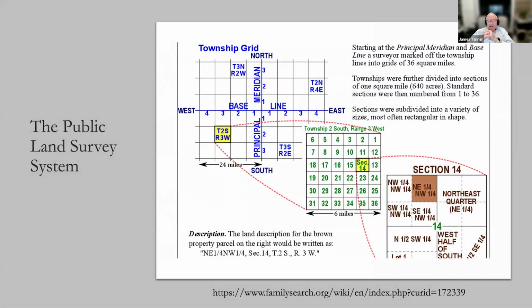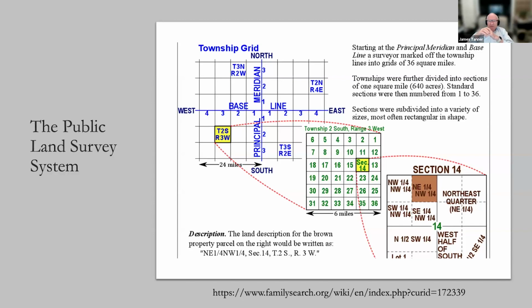Now the public land survey is more regular. It kind of ignores the ground and creates a grid that is imposed on the property. And the descriptions you'll see are like the one at the bottom of this picture: a parcel would be like the northeast quarter of the northwest quarter of section 14, township 2 south, range 3 west, and that would put it in that square on the map, the crossline map at the top.